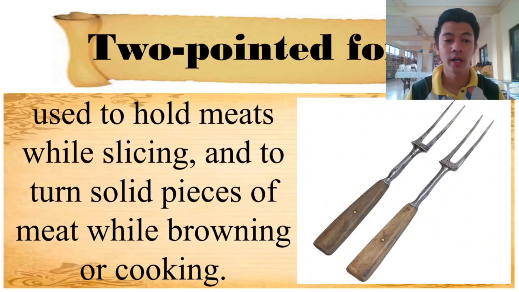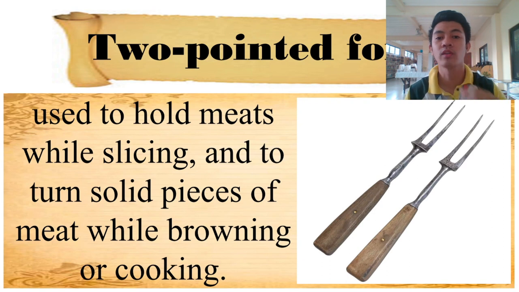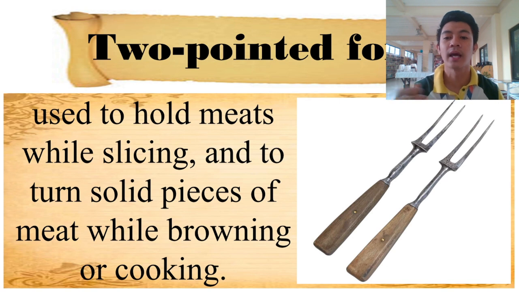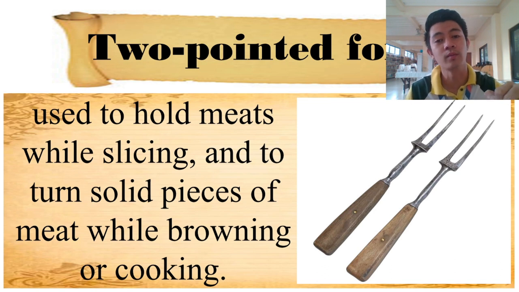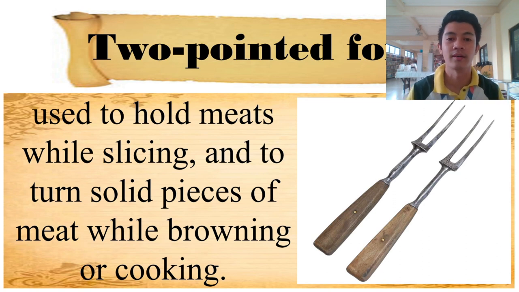Next, two-pointed fork, used to hold meats while slicing and to turn solid pieces of meat while browning or cooking. Ayan, two-pointed fork is usually made of metal, where you can use to spear foods, either to hold them with a knife, no, or to cut them with a knife. Ayan. Yan yung ginagamit natin kung gusto natin i-turn or i-flip yung pagkain kapag niluluto natin siya. Pwede din natin gamitin yung two-pointed fork. Hawakan yung meat habang hinihiwa. That's the main purpose of two-pointed fork. Alright?